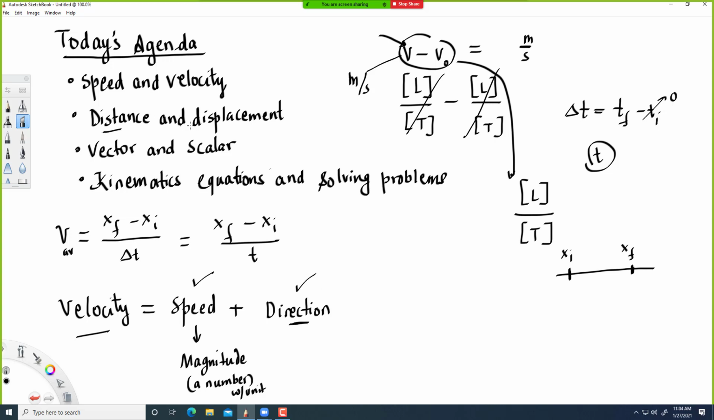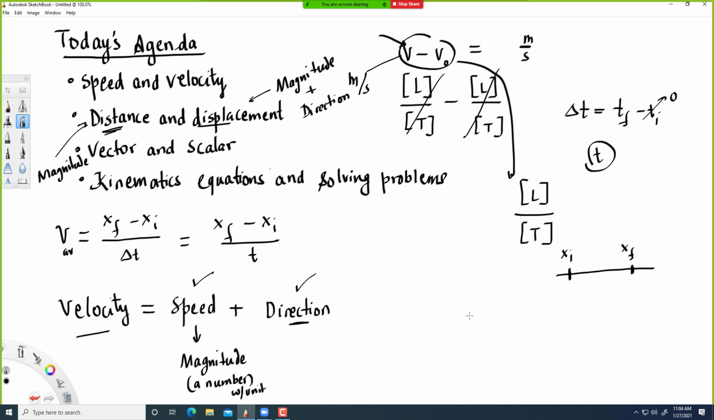Likewise, distance and displacement are also more or less same. Distance has magnitude only. There's no direction. And displacement is the quantity with magnitude and direction. Now there is a little bit more distinction between distance and displacement compared to speed and velocity.